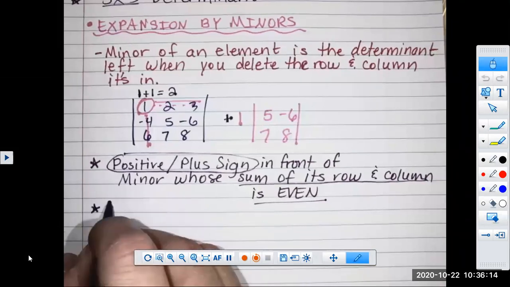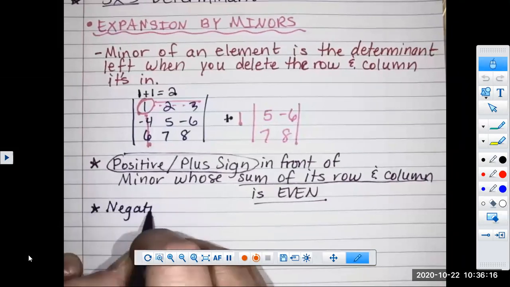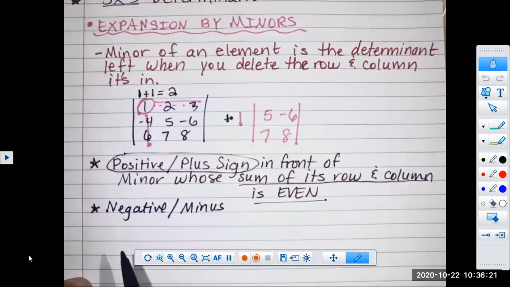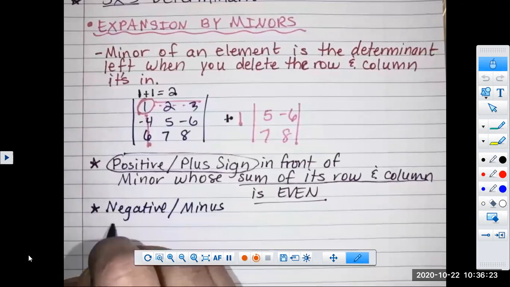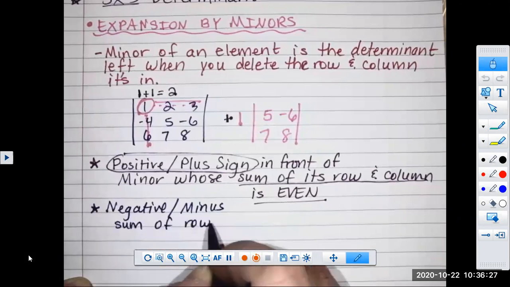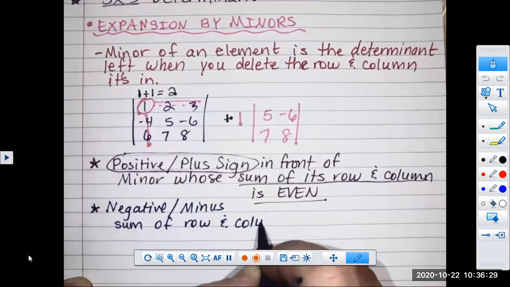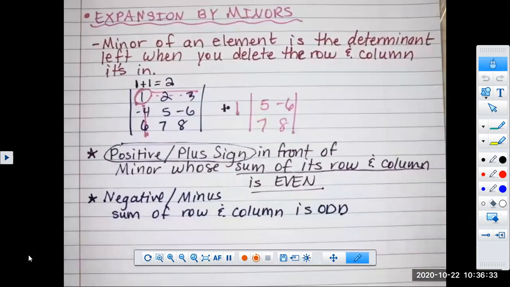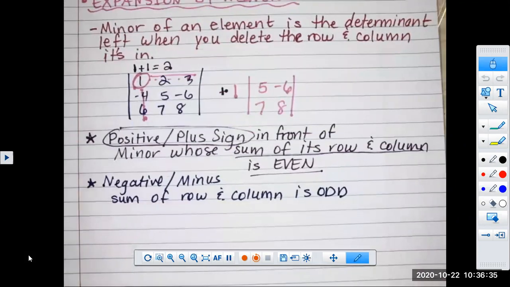All right, so you put a negative sign or minus sign in front of your minor if the sum of row and column is odd. Negative or minus sign if the sum of the row and column is odd.